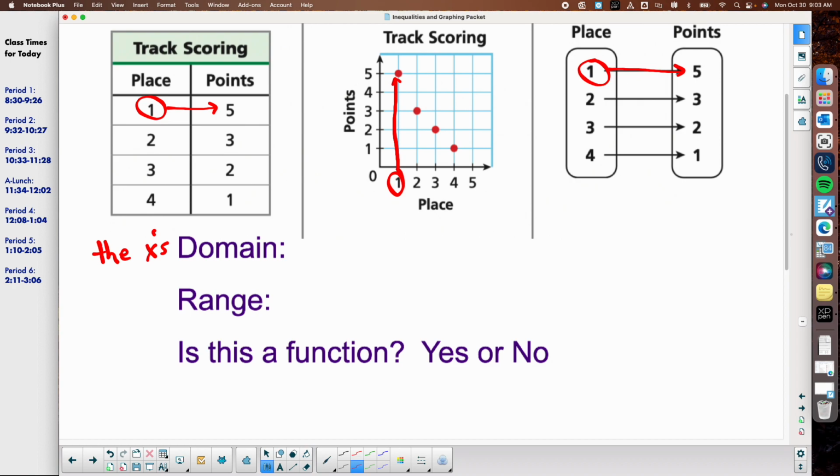Anakin, on this particular one, what is the domain? All 3 of them have the same info. What would the domain be for this problem? 1. And? Oh, you want me to read them all? Yeah, well, yeah. Oh, correct. 1, 2, 3, 4. Perfect. 1, 2, 3, 4. It's the x's. On a graph, the x's are the bottom. On a mapping, the x's are the left.